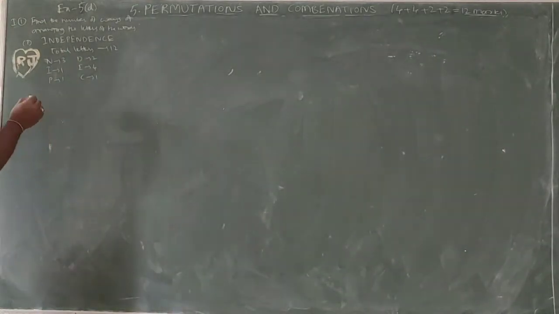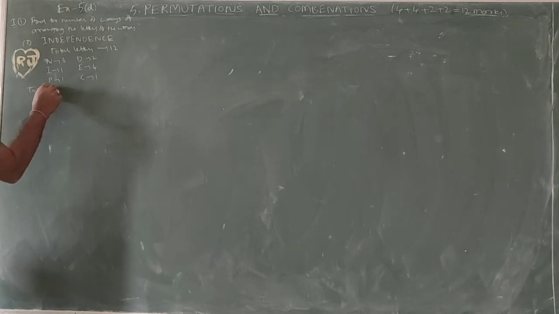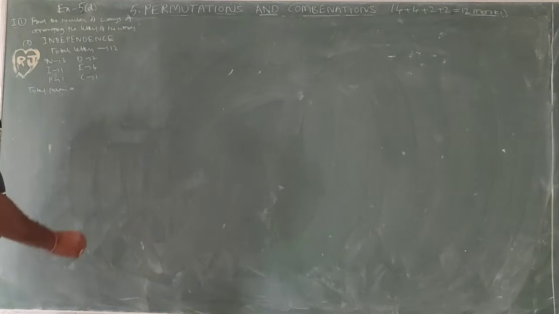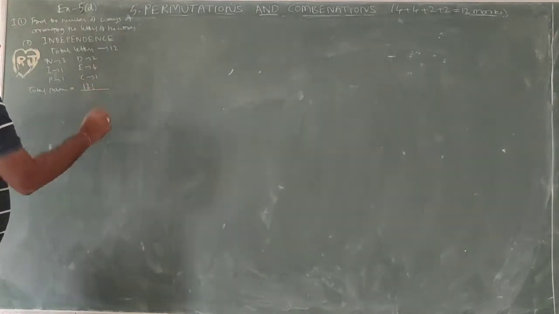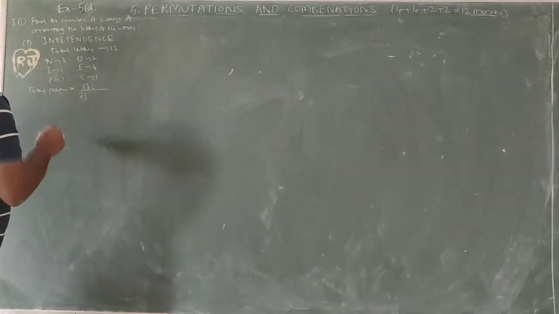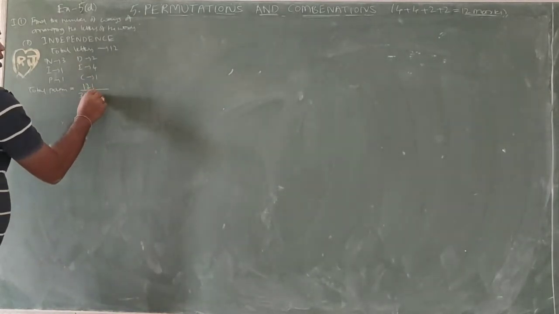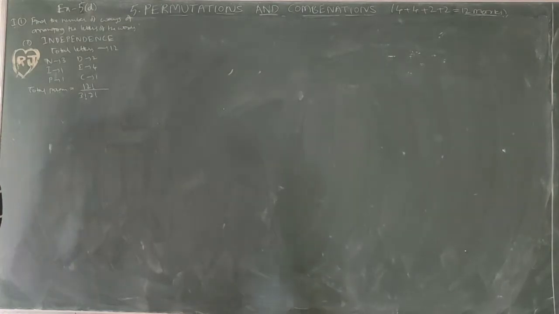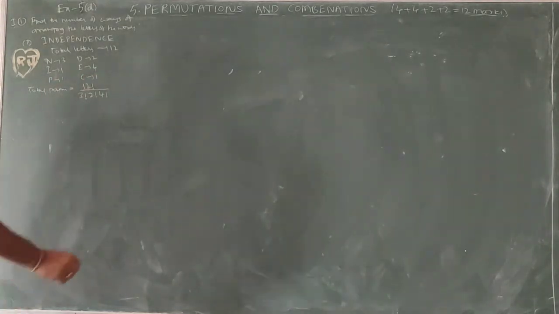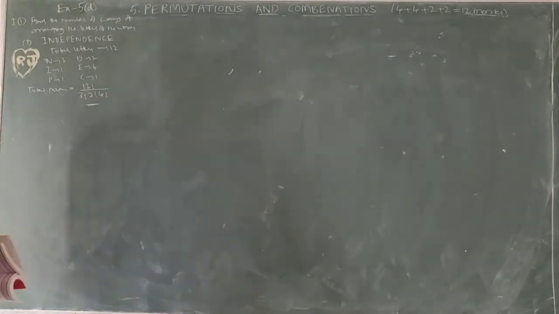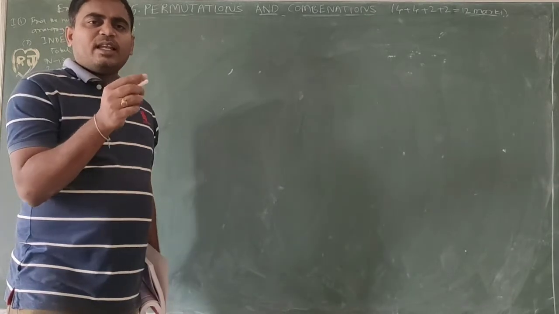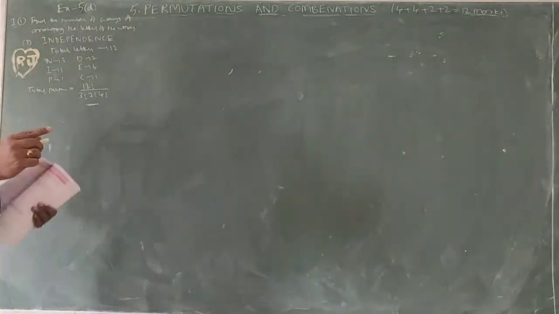So total permutations equal to simply how many letters, 12 factorial. Is anything repeated? Yes, repeated. N, 3 times, 3 factorial. D, 2 times, 2 factorial. E, 4 times, 4 factorial. 1 factorial we need not write. So this is the required solution. Simply, we write total letters by factorial of anything repeated.